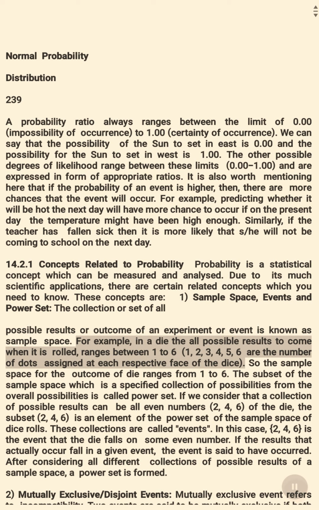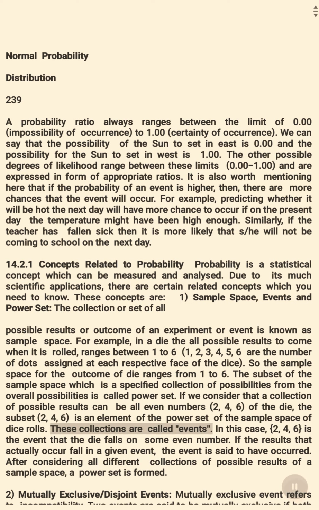For example, in a die, all the possible results when it is rolled range between 1 to 6. 1, 2, 3, 4, 5, 6 are the number of dots assigned at each respective face of the dice. So the sample space for the outcome of a die ranges from 1 to 6. The subset of the sample space, which is a specified collection of possibilities from the overall possibilities, is called a power set. If we consider that a collection of possible results can be all even numbers, 2, 4, 6, of the die, the subset 2, 4, 6 is an element of the power set of the sample space of dice rolls.